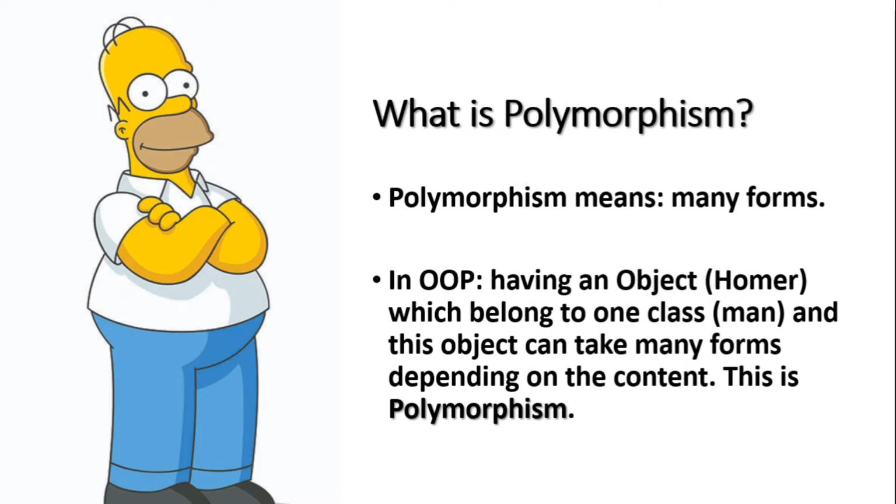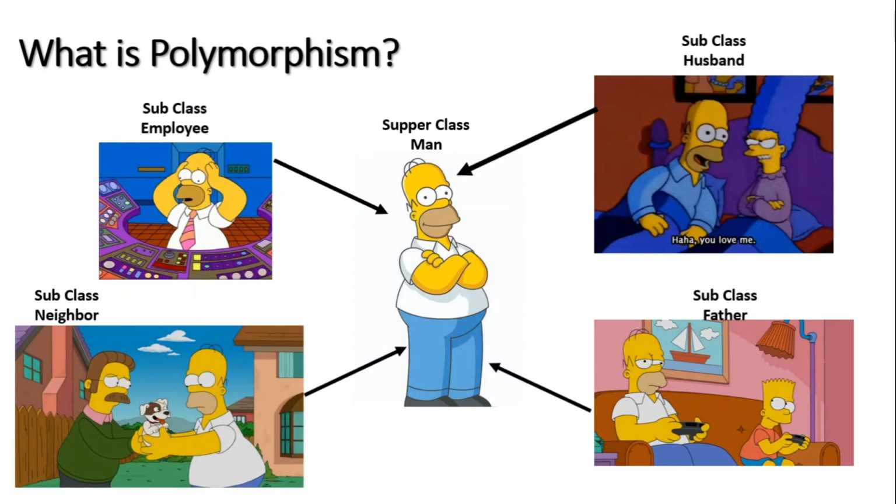Let's keep going and try to understand how this example is related to object-oriented programming. Let's think of this picture here. We have a superclass called man. Out of that superclass, we create an object, which is Homer. And then we have other subclasses: a subclass called husband, a subclass called father, a subclass called employee, and a subclass called neighbor. All of those subclasses are going to inherit from the man class.